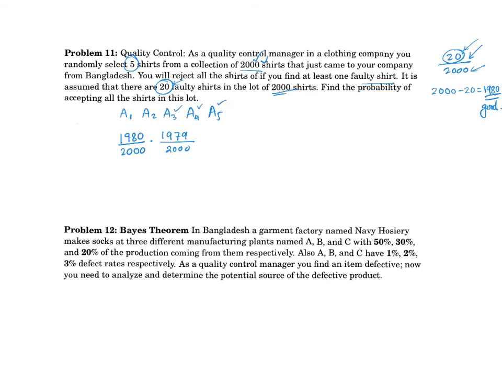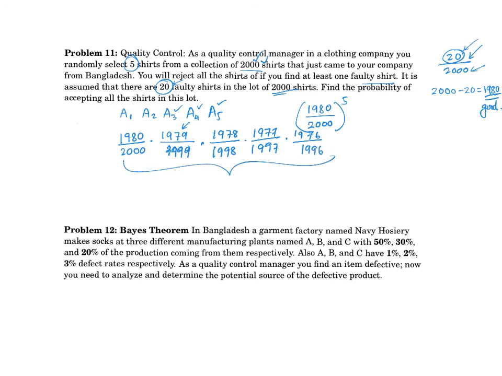For the sake of calculation, one could argue that it's probably okay to just do it like this: 1980 over 2000, raised to the power 5, which means you multiply it 5 times. So it's going to be 1980 over 2000 times 1980 over 2000, and you do so 5 times. Instead of reducing this, oops, I made a mistake here. This should be 1999, right? And then the next one should be 1978 over 1998, and I'll just write it out: 1977 over 1997, 1976 over 1996.